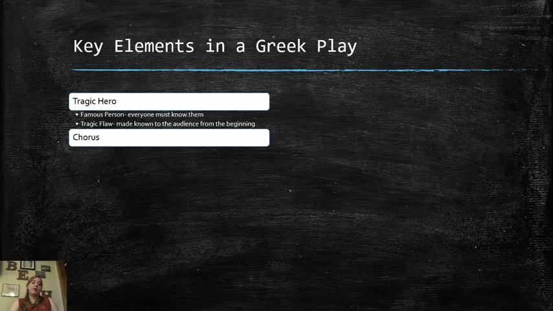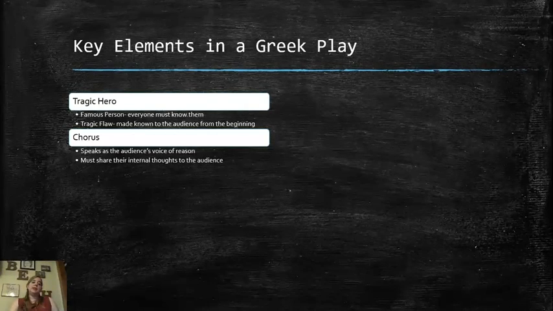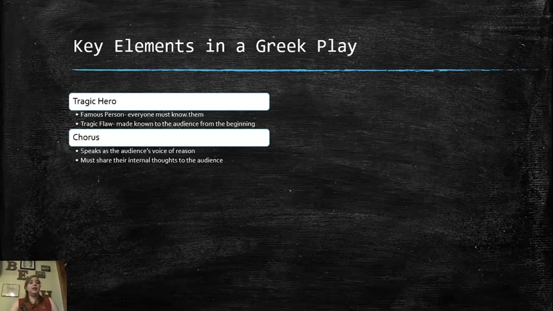Next, we have the chorus. The chorus speaks as the audience's voice of reason and makes sure to share their internal thoughts with the audience. This is one of the key ways a modern audience can connect to the text, because the chorus member speaks the mind of what people are thinking. So this is a key component to writing a new Greek play.